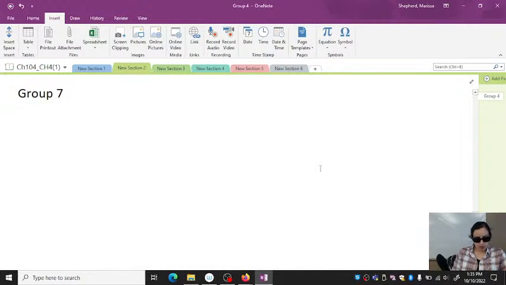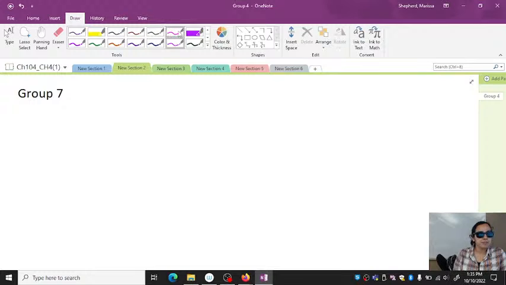So let's look at group 7. What do we expect for group 7? How many bonds will they make? 1. This is 1 bond expected.